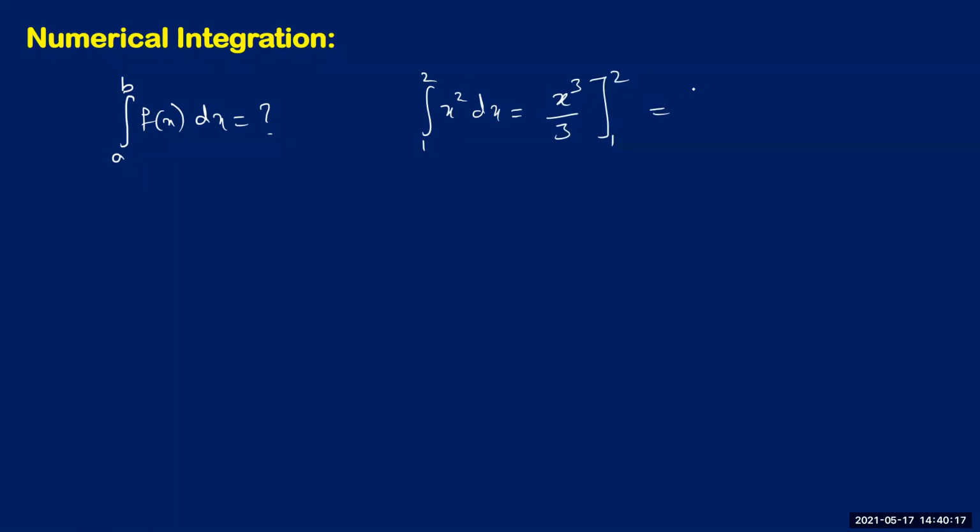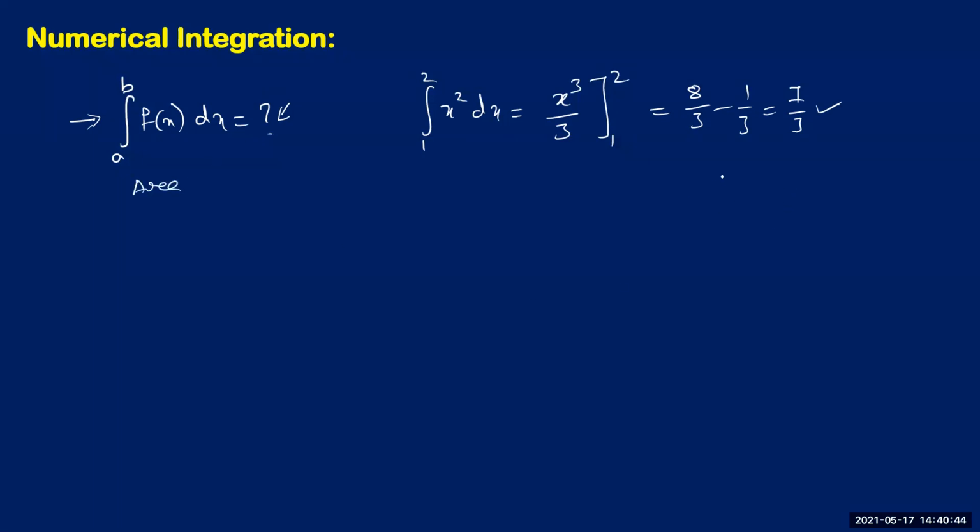When you substitute the limits, you get 8 by 3 minus 1 by 3, which is 7 by 3. Some number you are getting. In a similar way, when you evaluate any integral with limits, we call it a definite integral, isn't it? For this definite integral, you will always get the result as a number. And what that number represents, you must know this. This number represents the area under the curve.